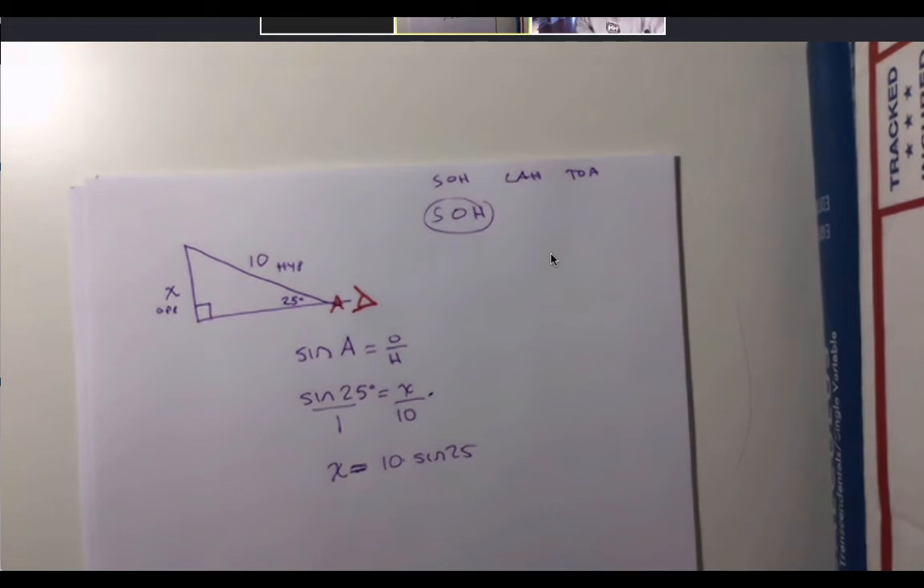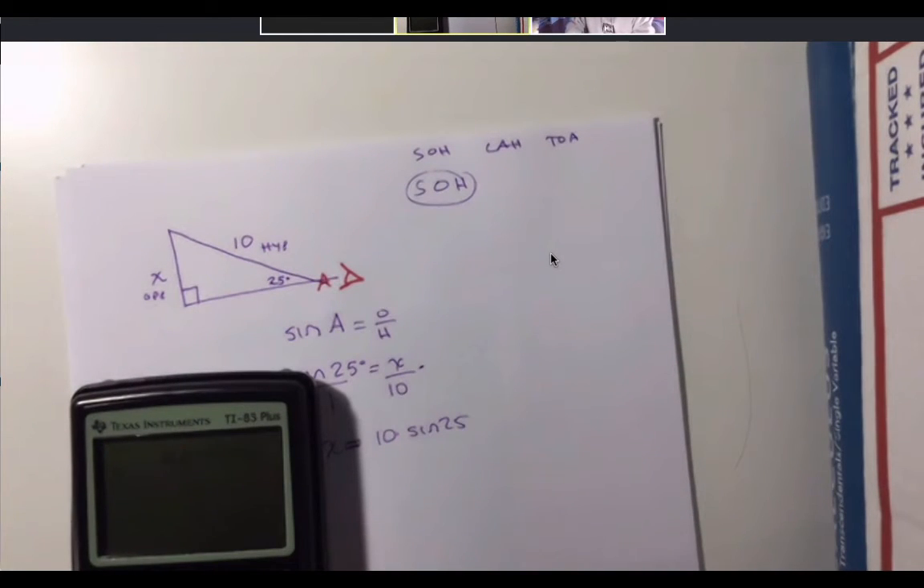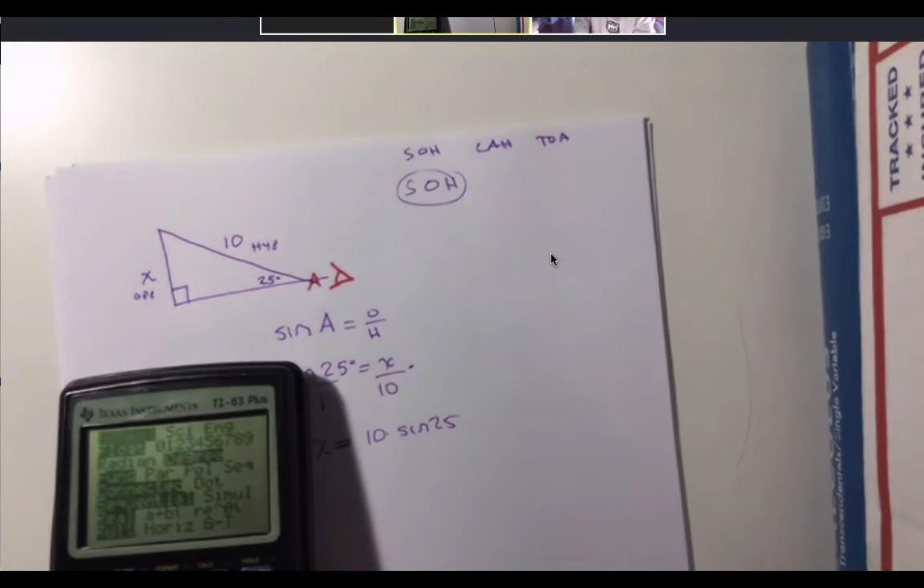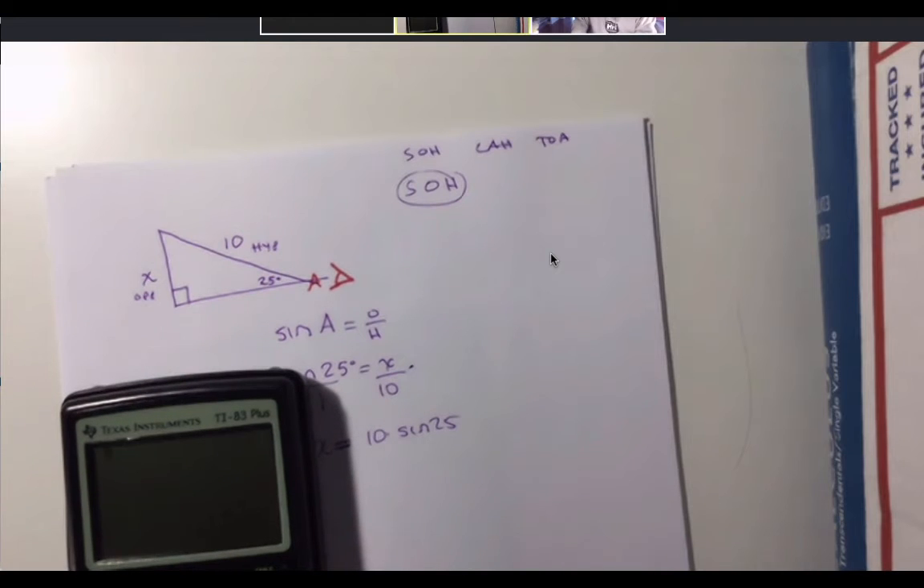If I were interested in coming up with a decimal approximation, I'd take my calculator, and you have to make sure that your calculator is in degree mode, not radian mode. I talk about that in another video. You can do that by looking at the mode function. In my case, you can see here that it's on degrees, not radians. And so I can say 10 times the sine of 25, and it gives me an approximate answer: 4.226182617.